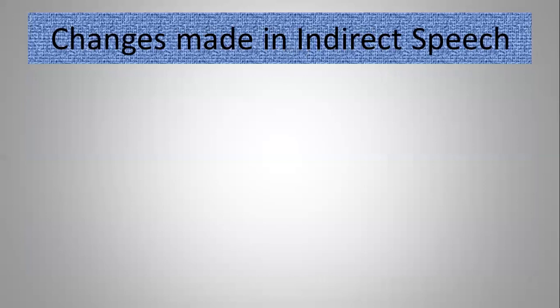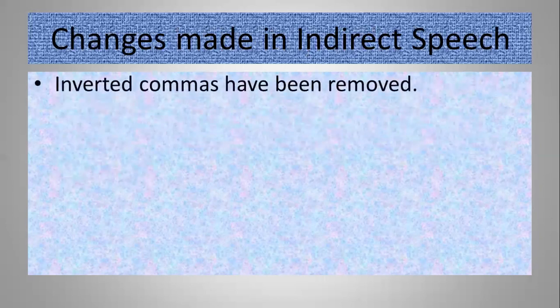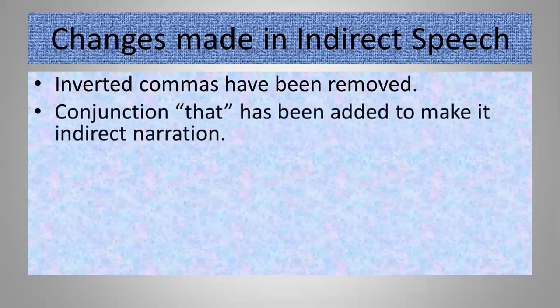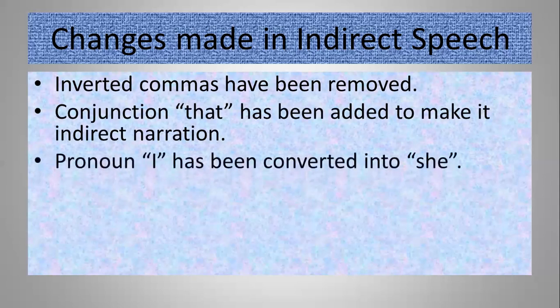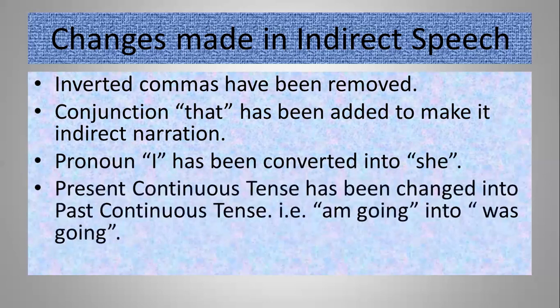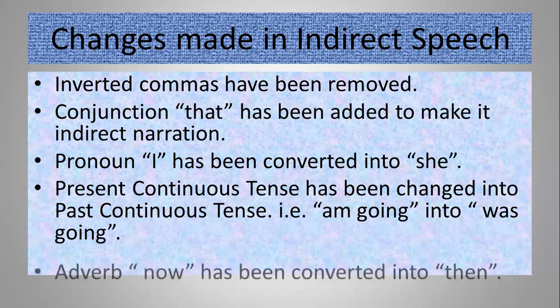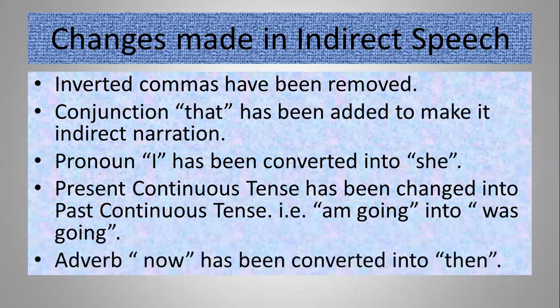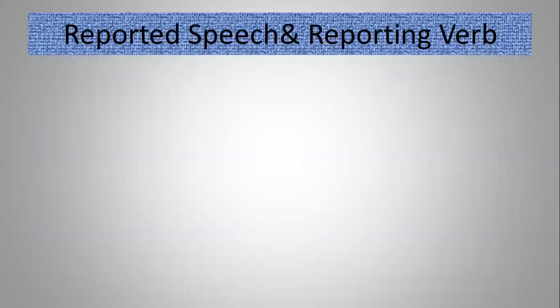Now look at the changes made in indirect speech in this sentence. Inverted commas have been removed. Conjunction that has been added to make it indirect narration. Pronoun I has been converted into she. Present continuous tense has been changed into past continuous tense, that is, am going into was going. An adverb now has been converted into then.